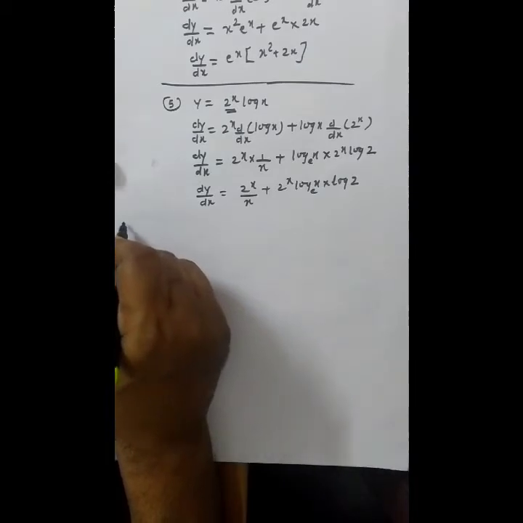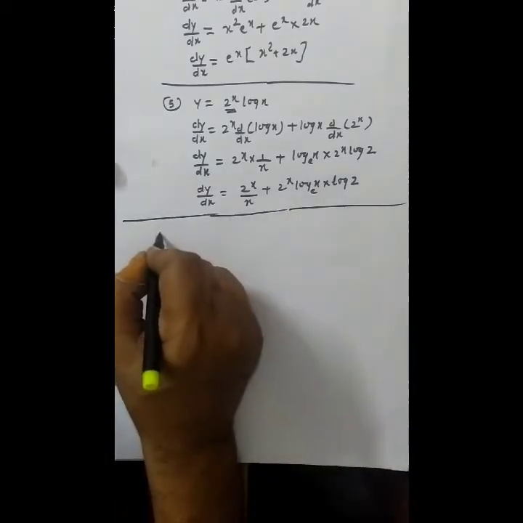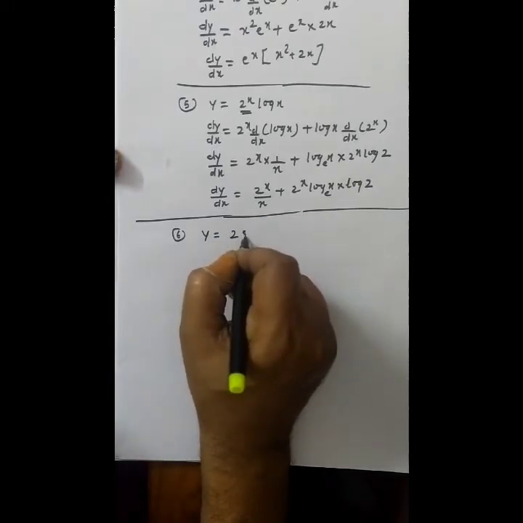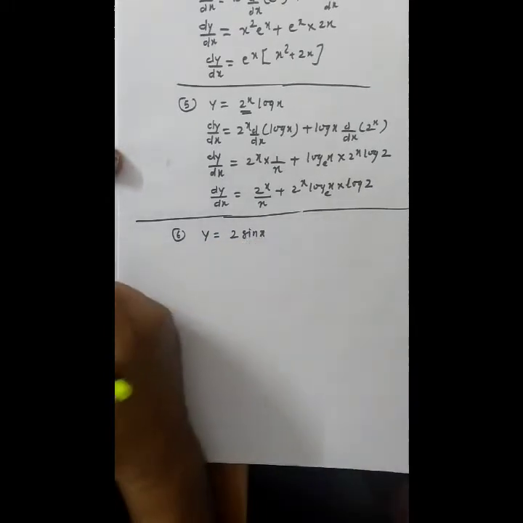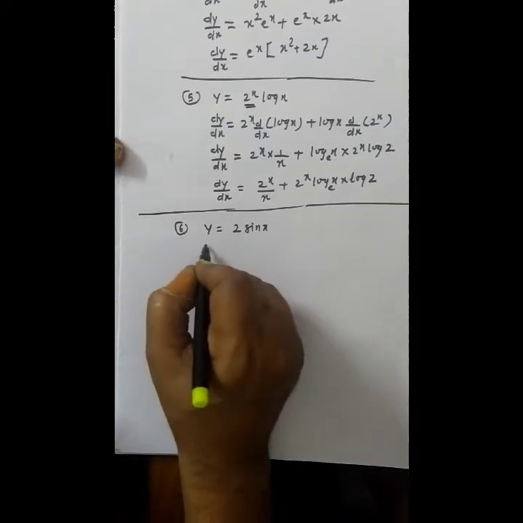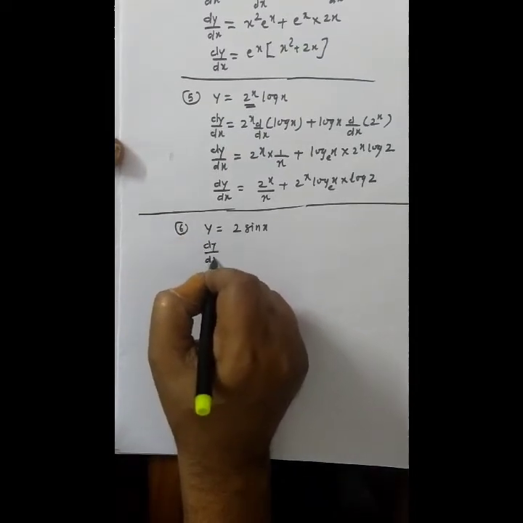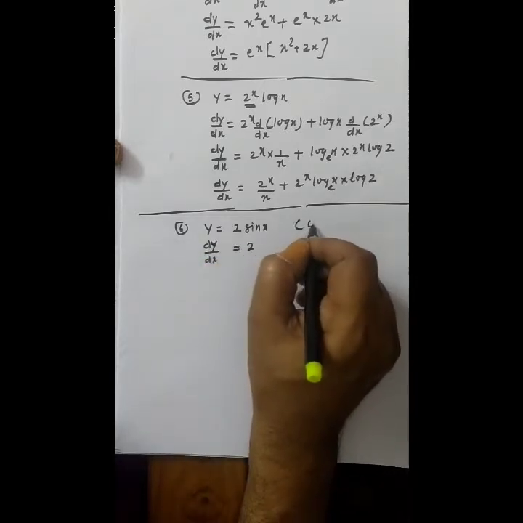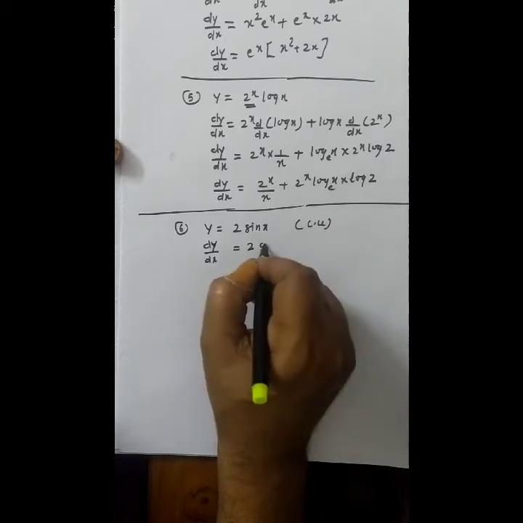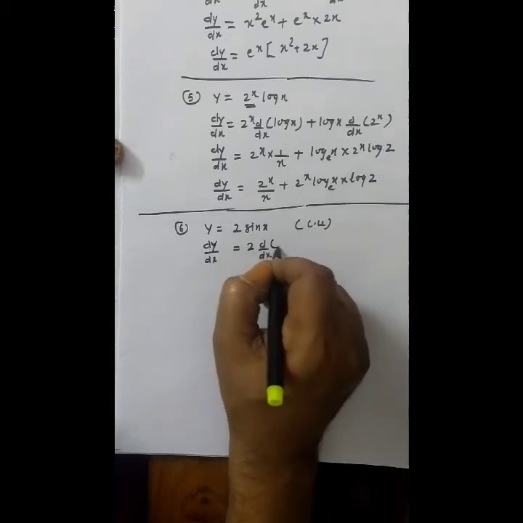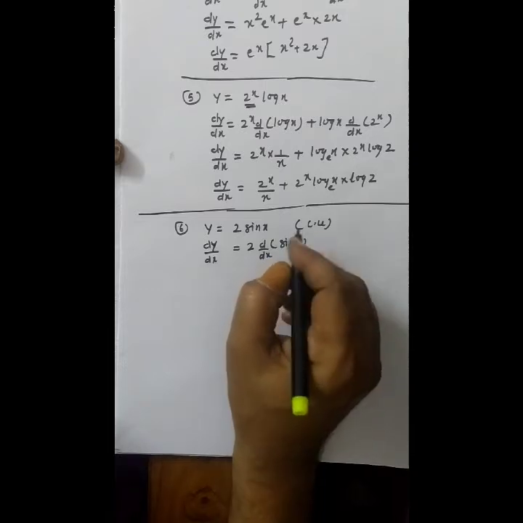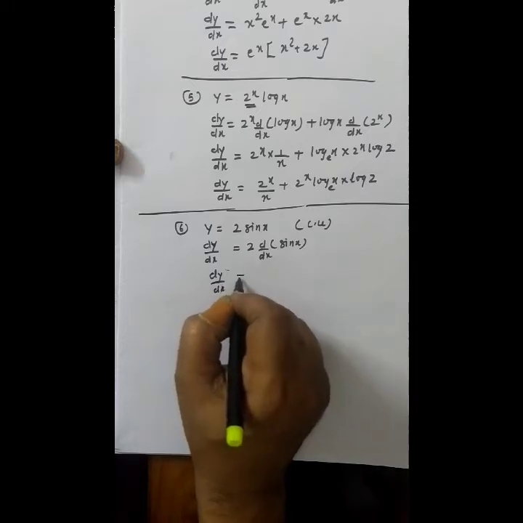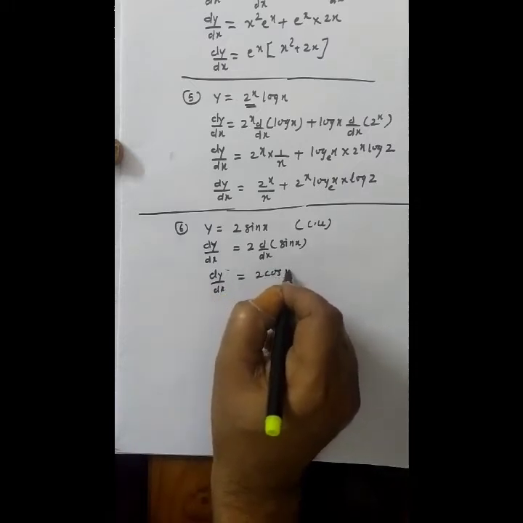So next we will go for y equals to 2 sin x. So dy by dx is, 2 is constant here. You have to apply c into u formula. So it is 2 into d by dx of sin x. So it is dy by dx equals to 2 times cos x.